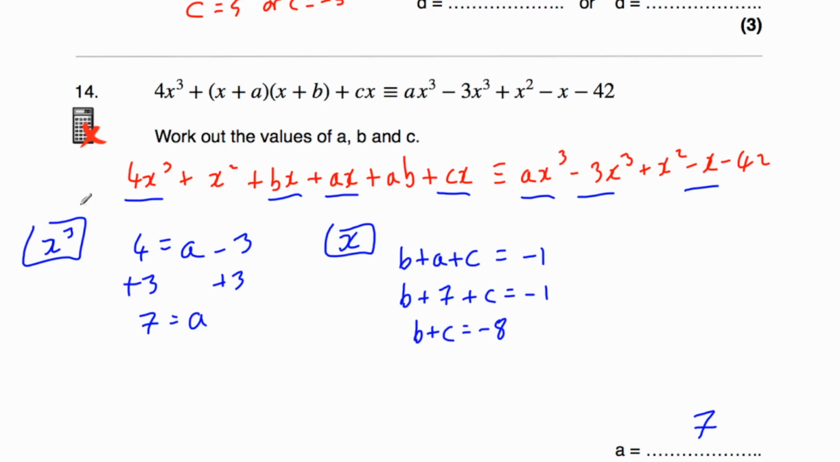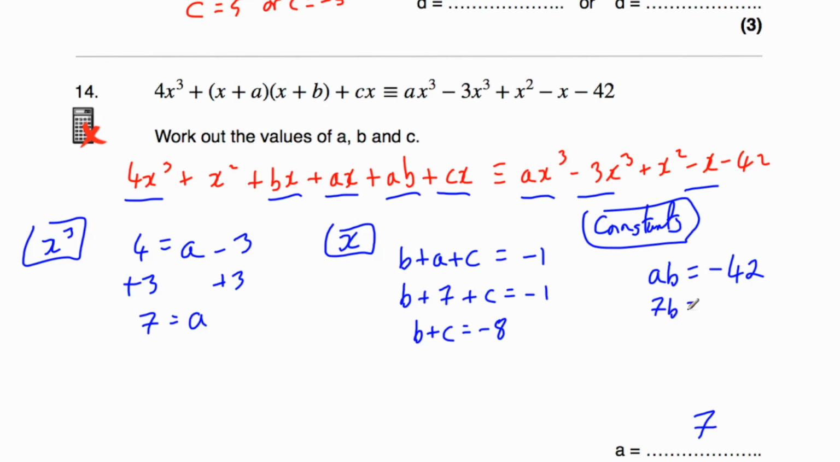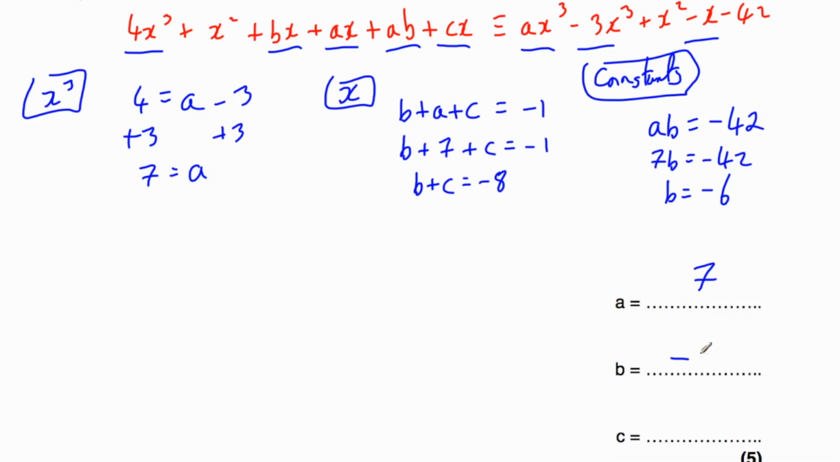So we've looked at our x cubed terms, we've looked at our x terms. Now let's look at our constants. So in terms of our constants, on the left hand side, we've got ab, and in terms of the right hand side, that's equal to minus 42. Now we know that a is equal to 7, so ab is going to be 7b is equal to minus 42. So if we divide by 7 and divide by 7, we're going to get b is equal to, now 42 divided by 7 is 6, so minus 42 divided by 7 would be minus 6. So b is equal to minus 6. So let's write that down, b is equal to minus 6.